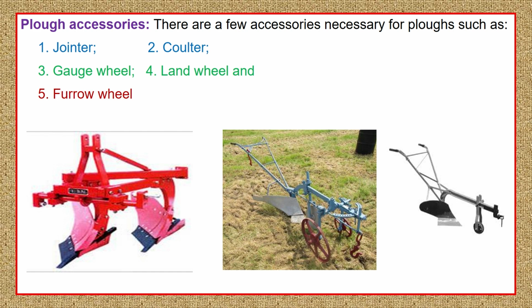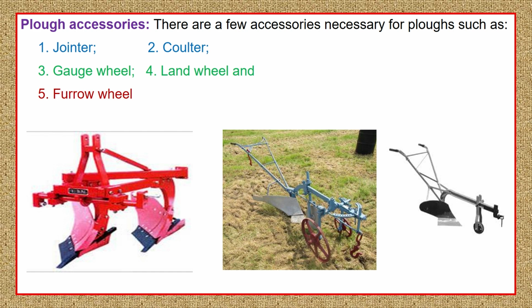In the middle one, the second picture, there is a disc hanging in front of the plough bottom, colored silver. That is an example of the coulter. Coulters may be disc type or knife type, and the one you are seeing here is a disc type coulter. In the same plough, there are two red colored wheels, one to the left of the plough and another to the right. The wheel to the right is called the furrow wheel, whereas the wheel to the left is called the land wheel.